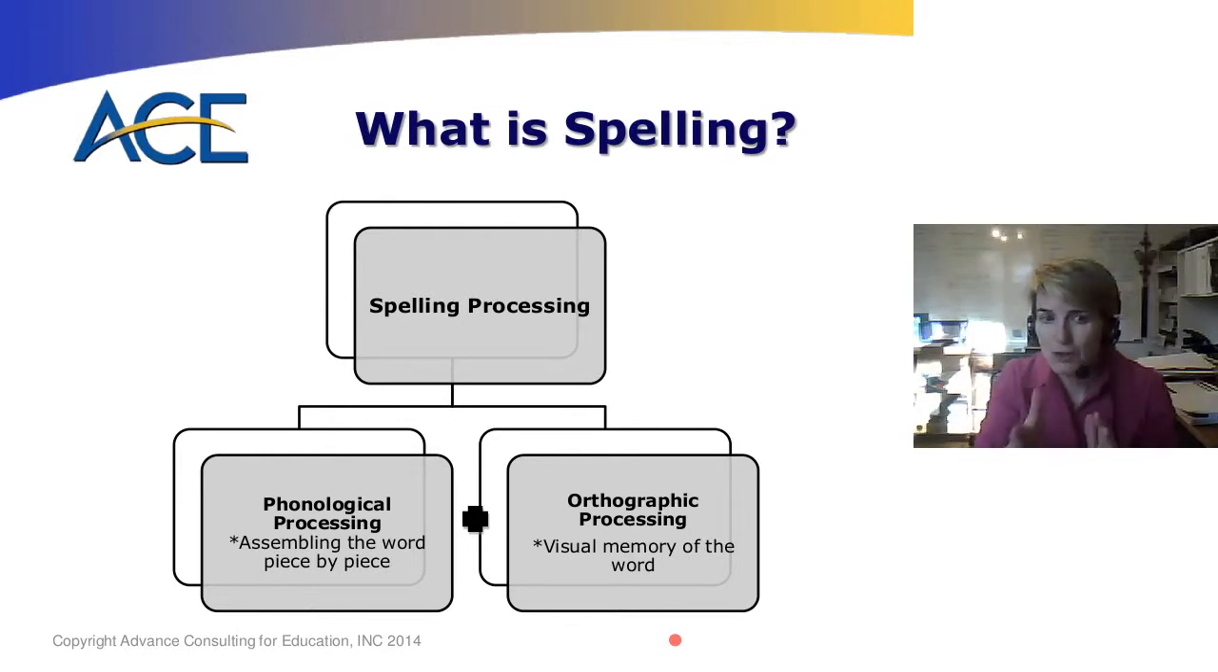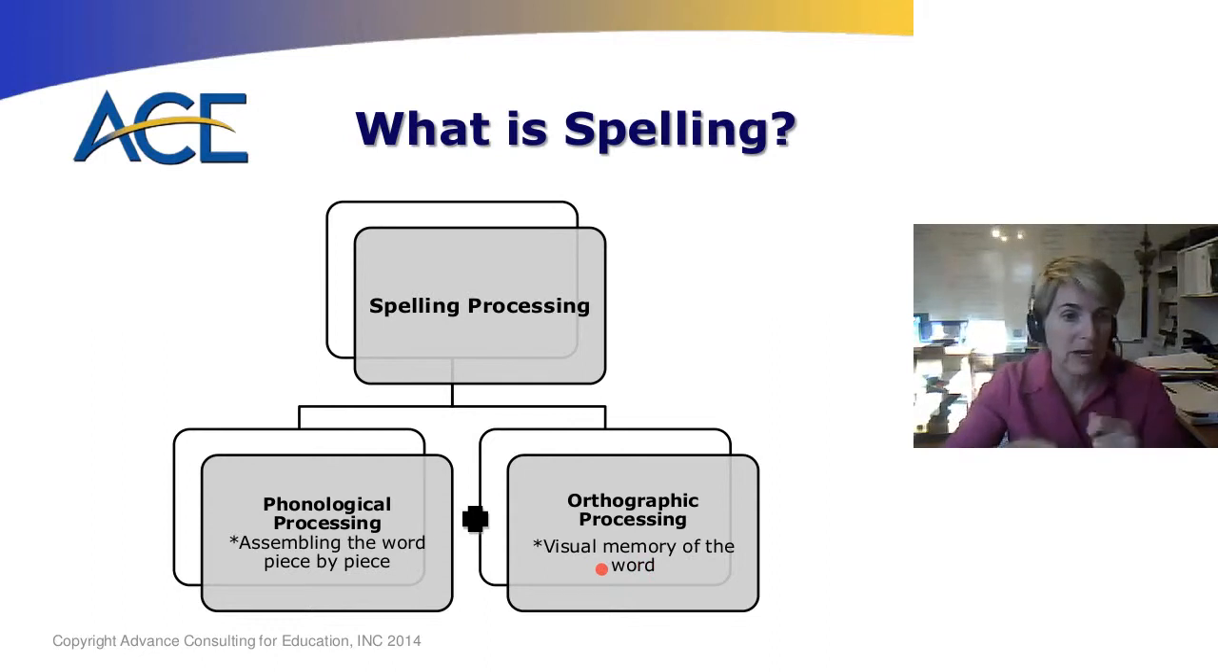I'm not sure how old the audience is, but if you're my age, you would have had the phonological processing approach. And if you're younger than me, you probably had the orthographic processing approach. So the phonological processing translates into the classroom as phonics. So if you learn to spell through a phonic system, that's phonological processing. And then the orthographic processing translates into a technique in the classroom called the whole word approach.